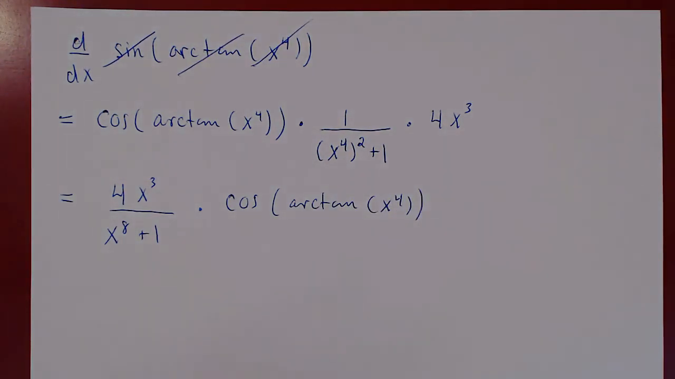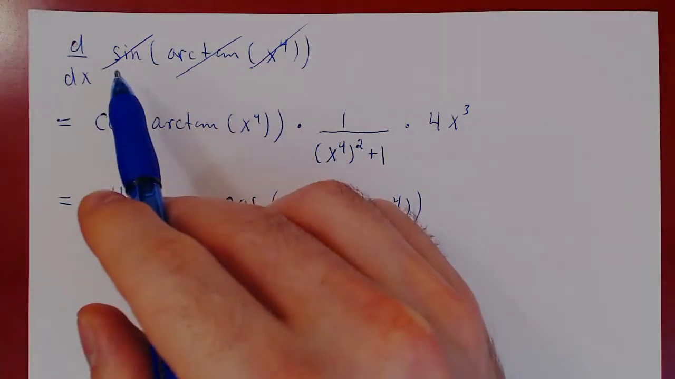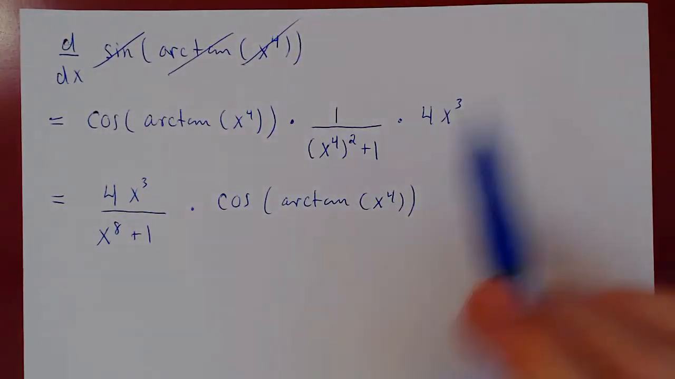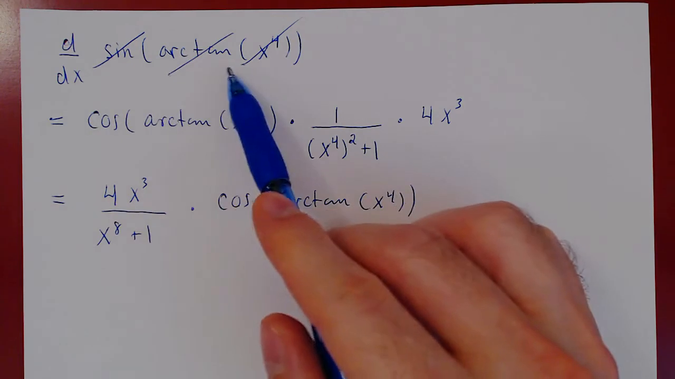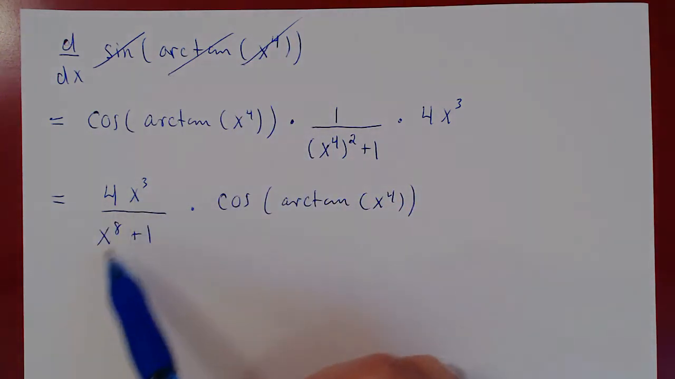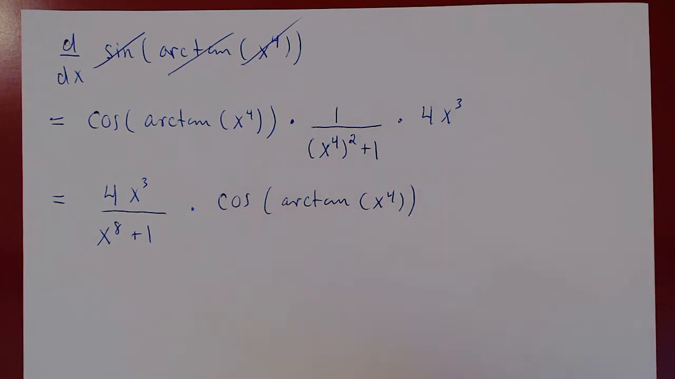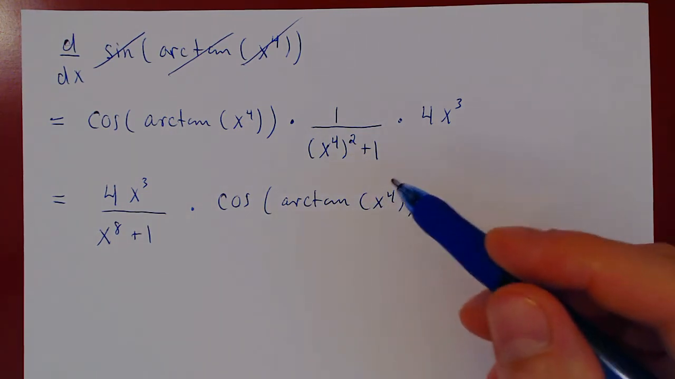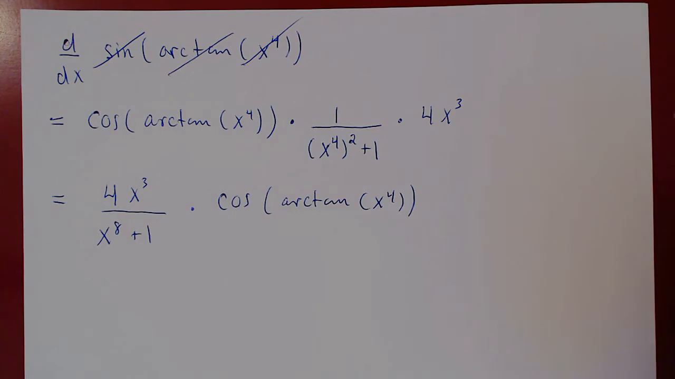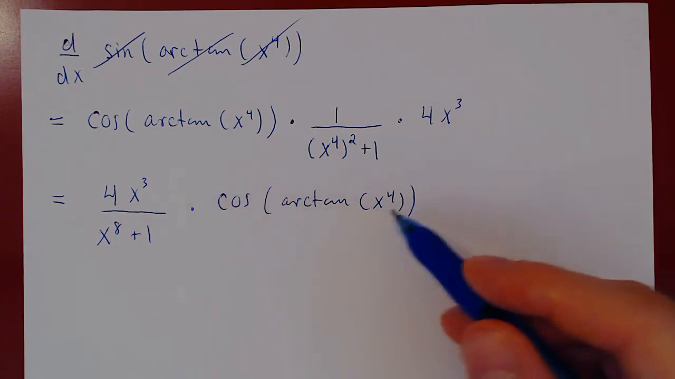Now, as far as the differentiation goes, we're done, right? There's nothing left over. So the derivative of sine of arctangent of x to the 4 is 4x cubed over x to the 8 plus 1 times the cosine of arctangent of x to the 4. I think that we can simplify this greatly.